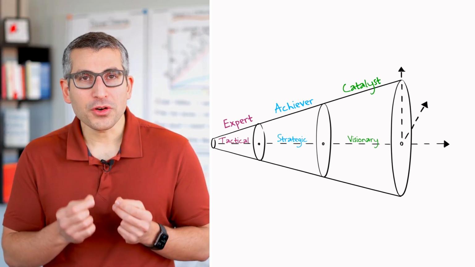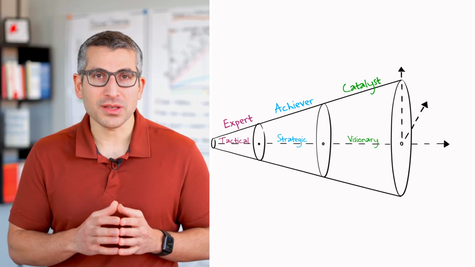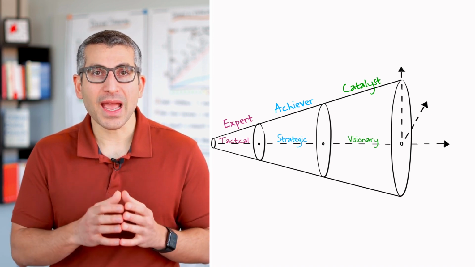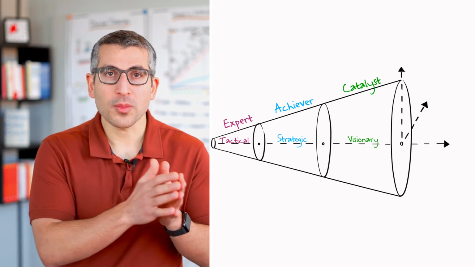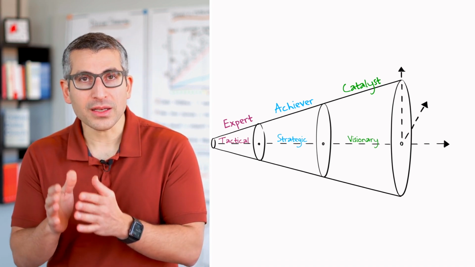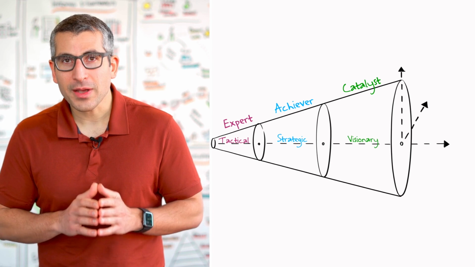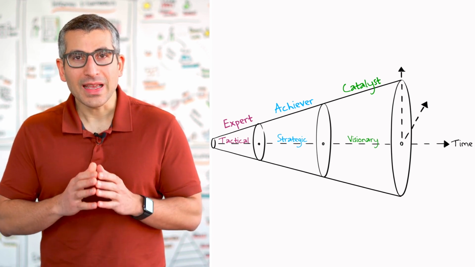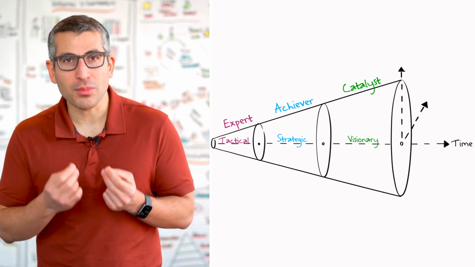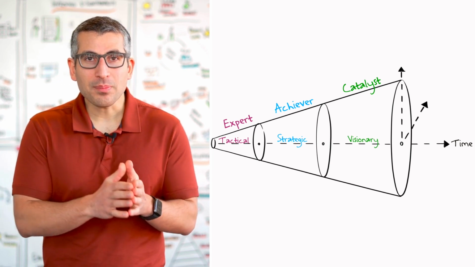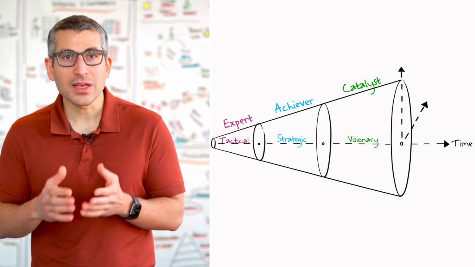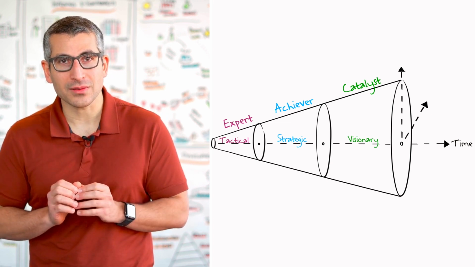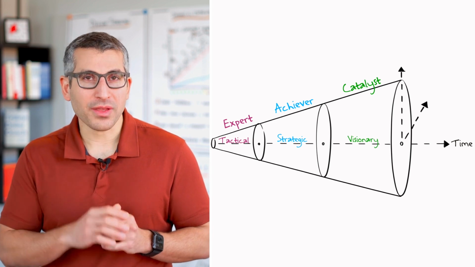My preferred way of visualizing the leadership agility model is this funnel, because it shows us that certain dimensions have to increase in order to move from expert to achiever and finally to catalyst. So what are those dimensions? Of course, on the horizontal axis we have time. Every journey, every maturity model takes time. Some people might go through it faster than others, but still it takes time to move from expert to achiever to catalyst. More importantly are two other things.